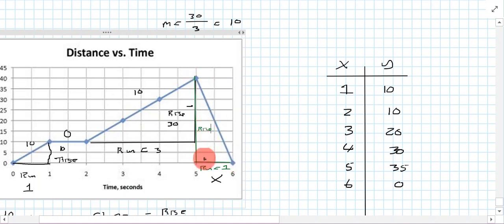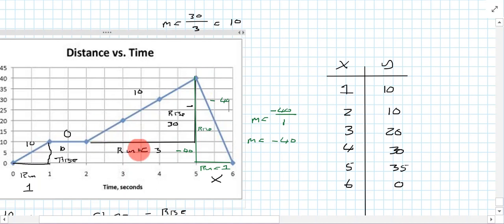So the rise is 5, 10, 15, 20, 25, 30, 35, 40. So it's actually 40. But it's negative 40 because it's decreasing. You're starting at 40 and you're going right down to 0. So it's negative 40. So therefore the slope in this case, m, is going to be equal to the rise, which is negative 40, divided by the run, which is 1, and therefore the slope is just going to be equal to negative 40. So we can see here that the slope is negative 40.